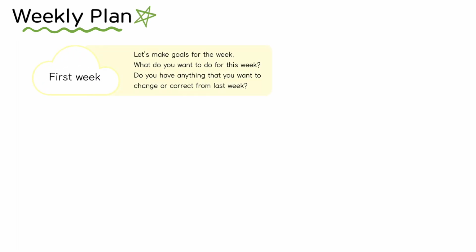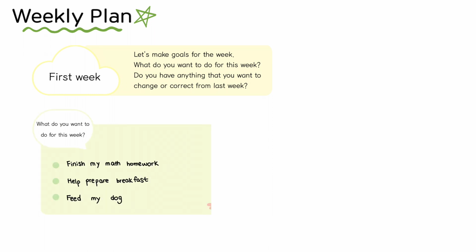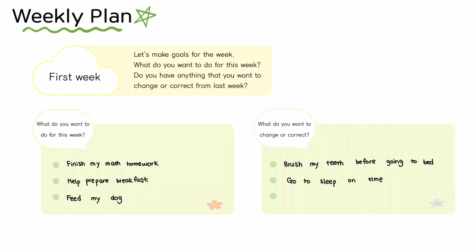Next, weekly plan and money plan. We just set our monthly plans in the previous slide. Now this time we will plan what we are going to do this week. In the upper column, write down the things you want to do for this week. In the lower column, write the things you want to change or correct compared to the last week.